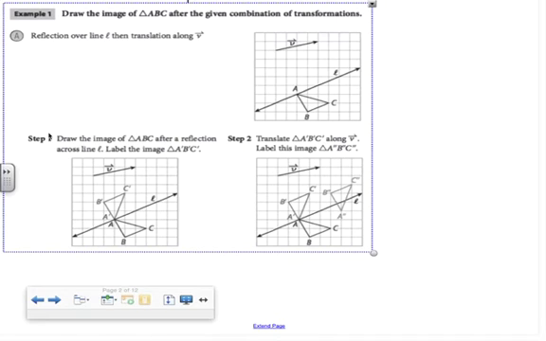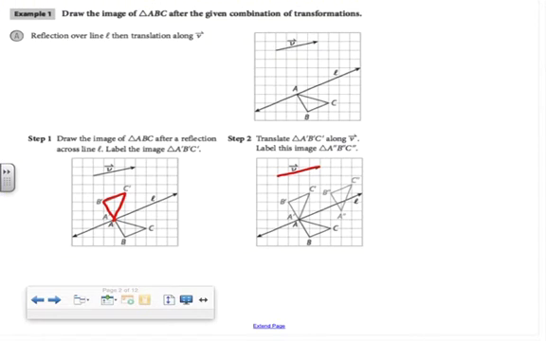So in example 1, part A, as usual, there's an example where they're going through the process and showing you what they did. So in this part A example, they're doing a reflection over line L and then translating it along the vector V. So they took the triangle ABC and reflected it, and it landed here at A prime, B prime, C prime. And then the next step was to take that triangle and translate it along the vector that was given to you, vector V. So notice how I could take this vector and that's how far B is from B prime, and A is from A prime, and C is from C prime. So that's what they did.